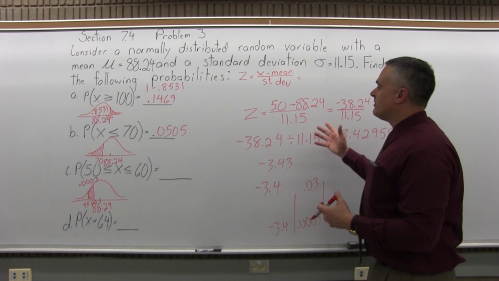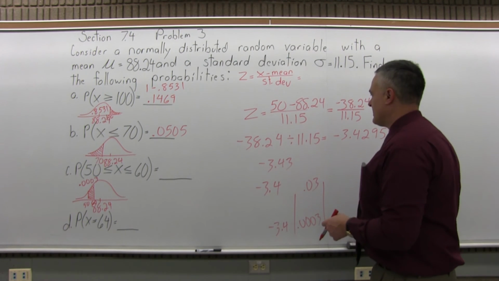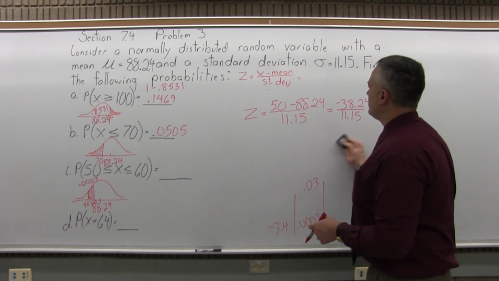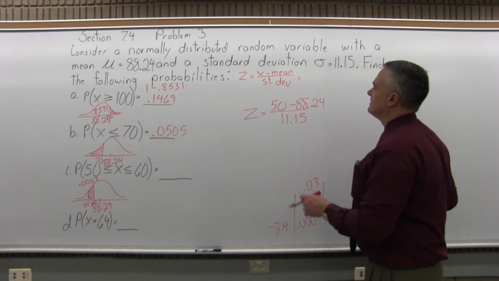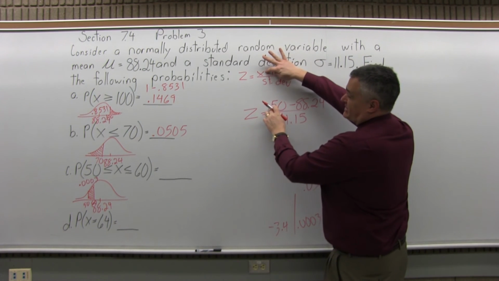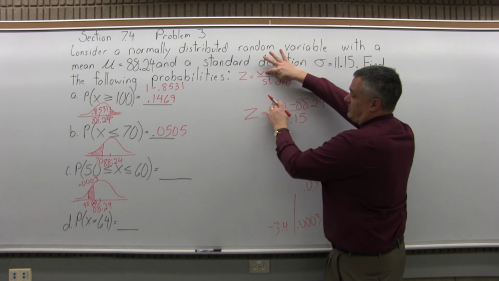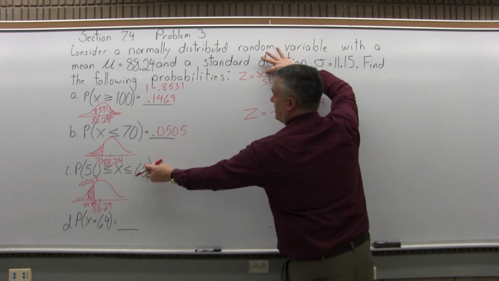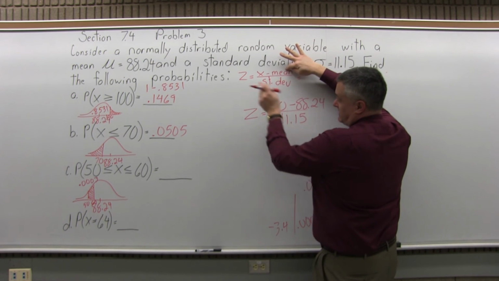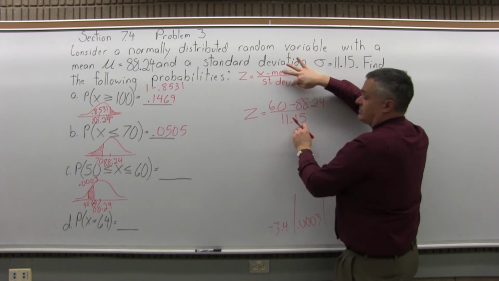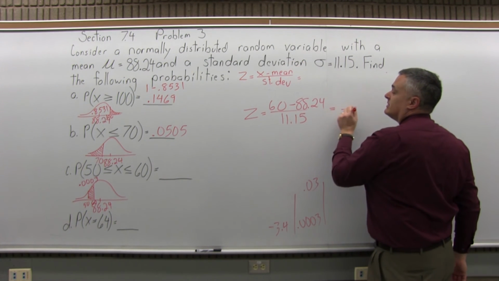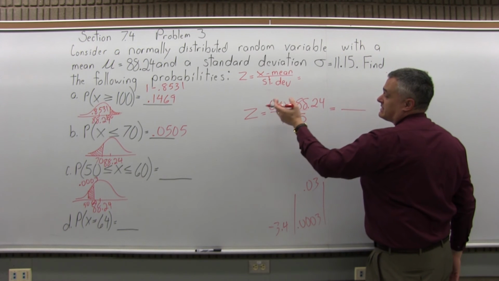So let me make a little bit of room, convert the 60, and in fact, let me only erase a little bit of it, because what do I have to do? X minus the mean over the standard deviation. The only thing that changes is the x. It was 50 before. So to do the other part now, it's 60. The minus is still a minus. The mean is still 88.24. And the standard deviation is still 11.15. So I'll change what was a 50 to a 60, and now I'll do the math.